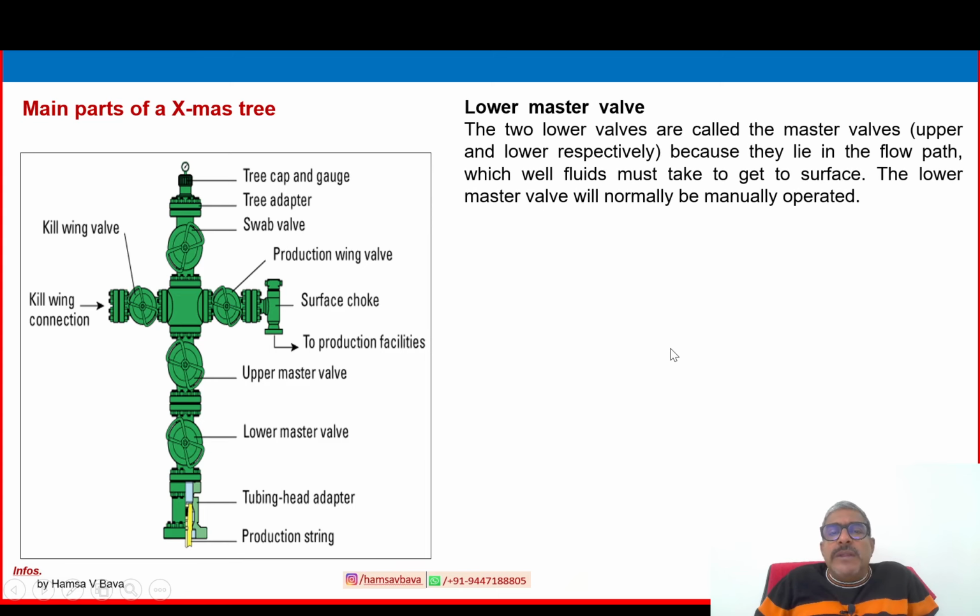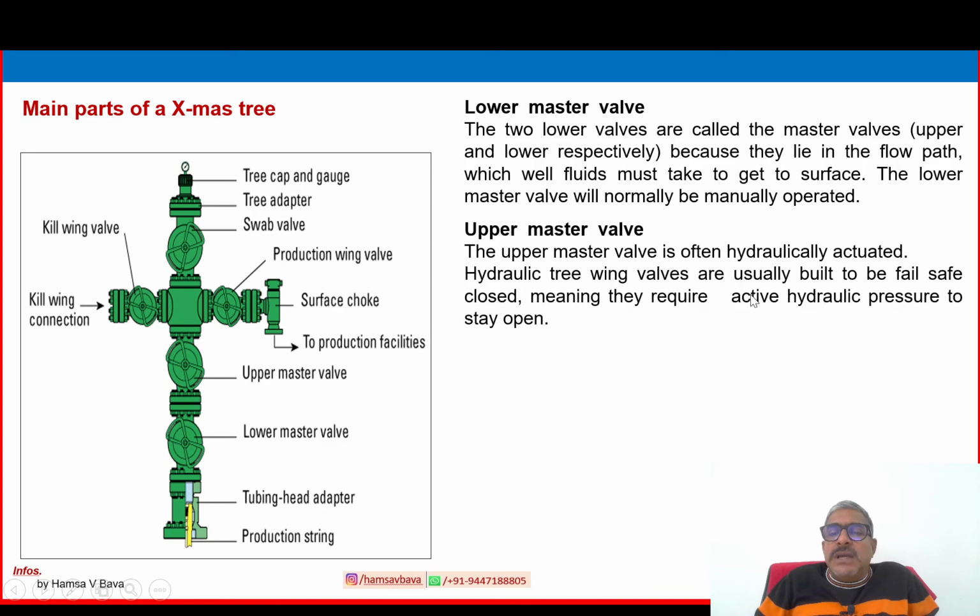Lower master valve. The two lower valves are called master valves, upper and lower respectively, because they lie in the flow path which well fluid must take to get to the surface. The lower master valve will normally be manually operated. Not always, but most of the time it will be manually operated.